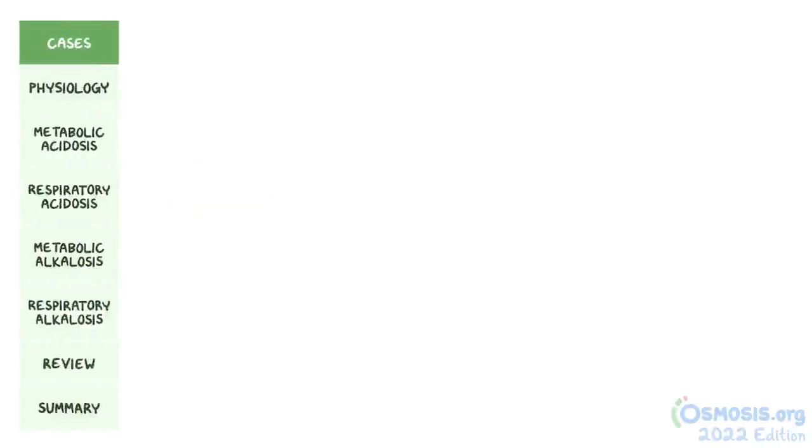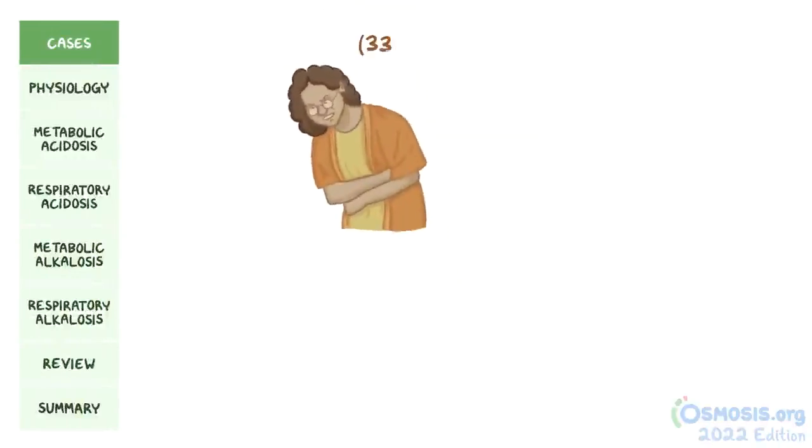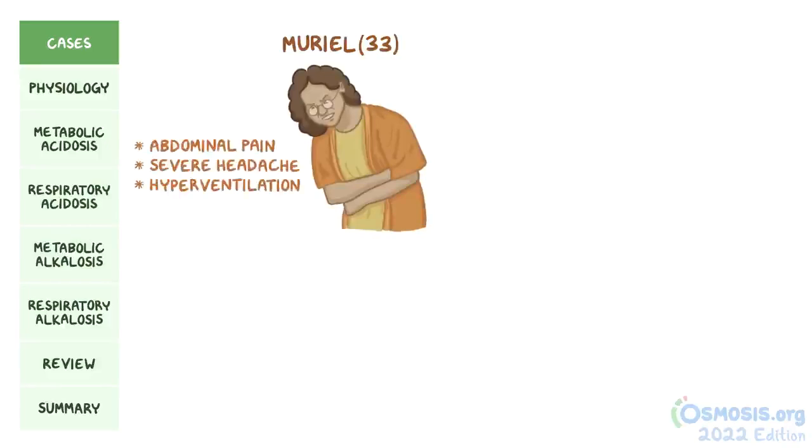Two people came into the emergency department one day. The first one is 33-year-old Muriel, who came in with abdominal pain, a severe headache, and hyperventilation. One of Muriel's friends said that she caught her drinking antifreeze.